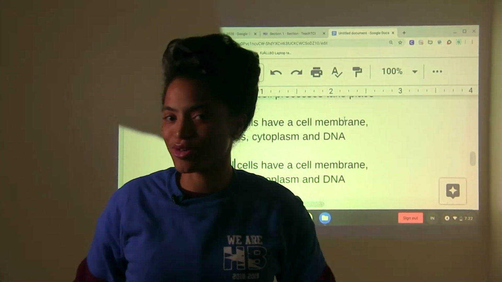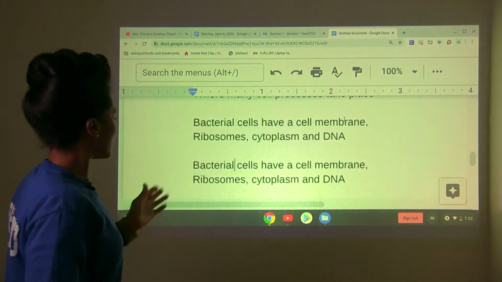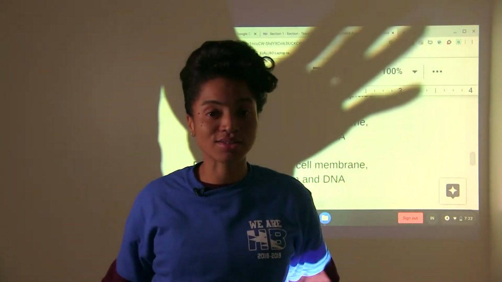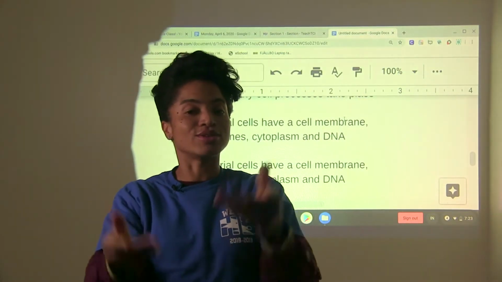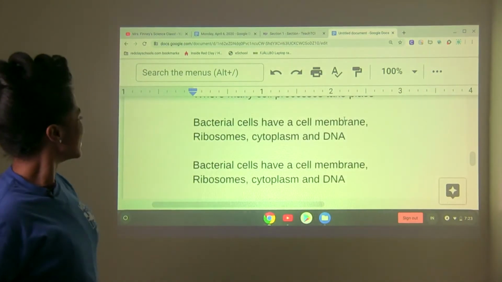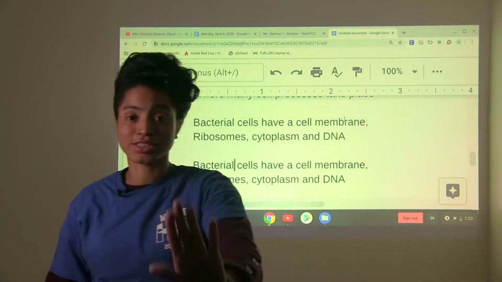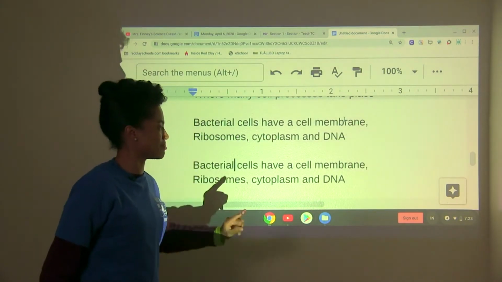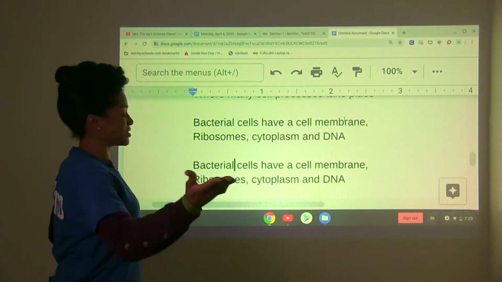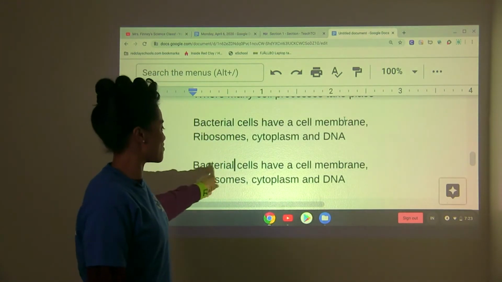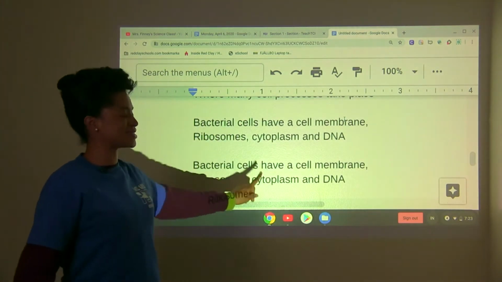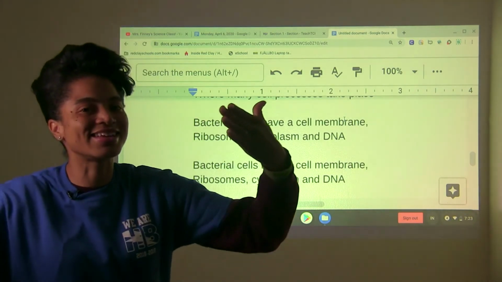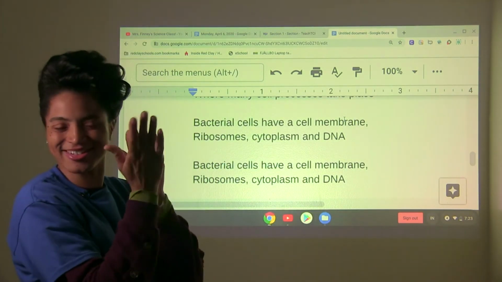There we go. So you guys are going to have to work on that, and that way you can memorize the 4 parts of bacterial cells and the jobs of those 4 parts. All right? So say it with me. Bacterial cells have a cell membrane, ribosomes, cytoplasm, and DNA. Good job.